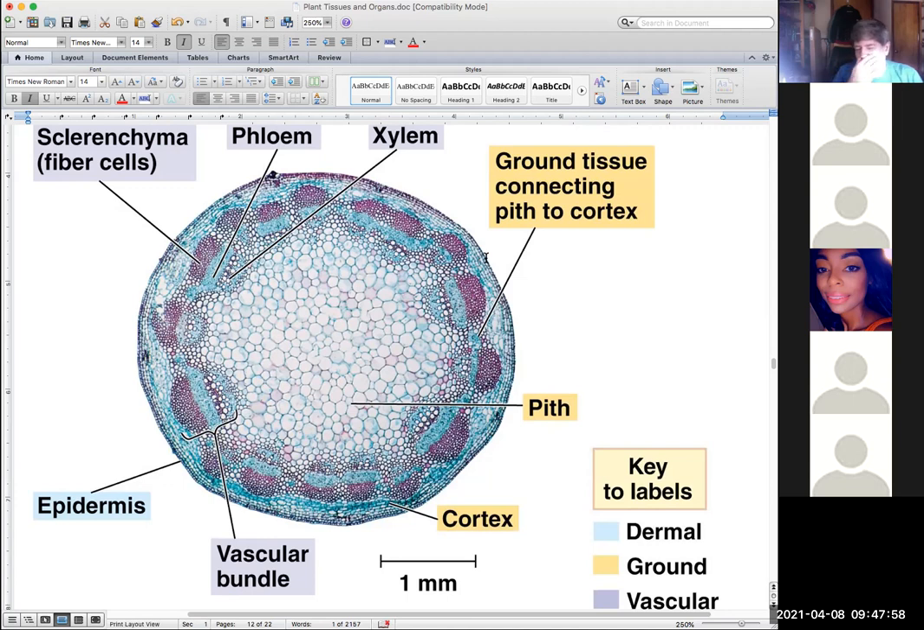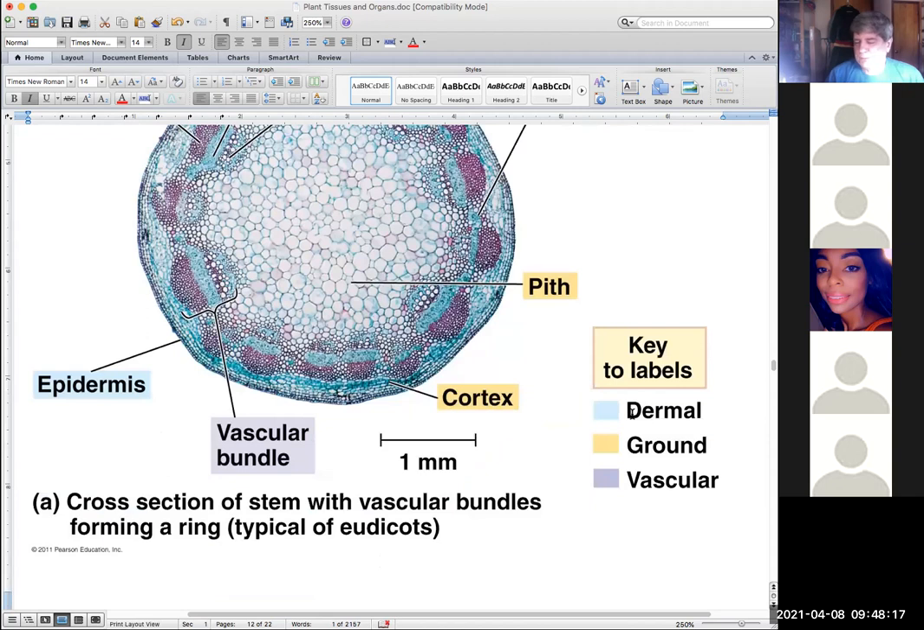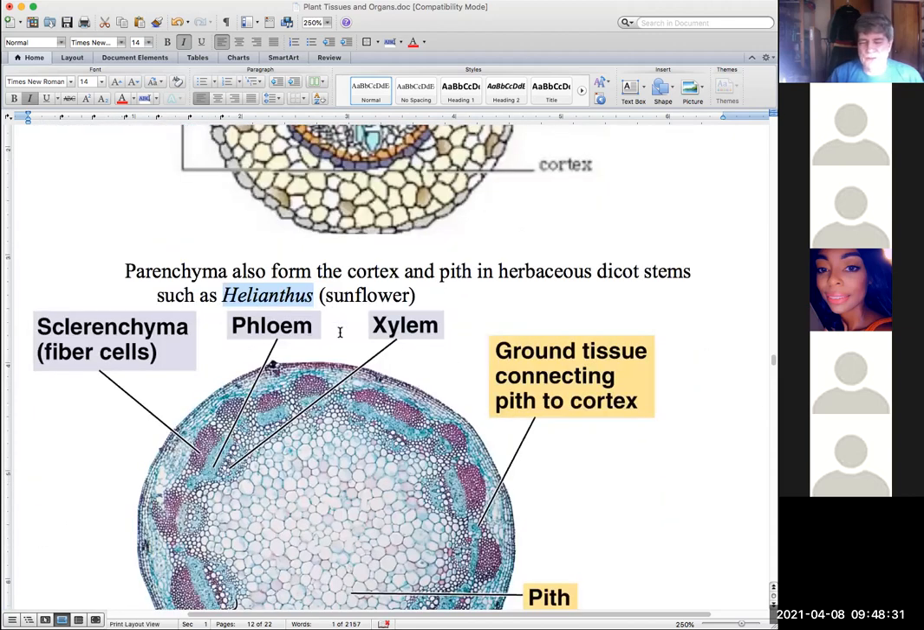So these plants don't have wood. Wood can help hold a plant up. They don't have a lot of xylem. Xylem can help hold a plant up. So this sclerenchyma cap helps hold the plant up. So notice we have dermal tissue around the outside, the epidermis. We have ground tissue, that's the cortex and the pith. And then we have vascular tissue, those vascular bundles made of xylem and phloem. And then there's some sclerenchyma cells associated with them.